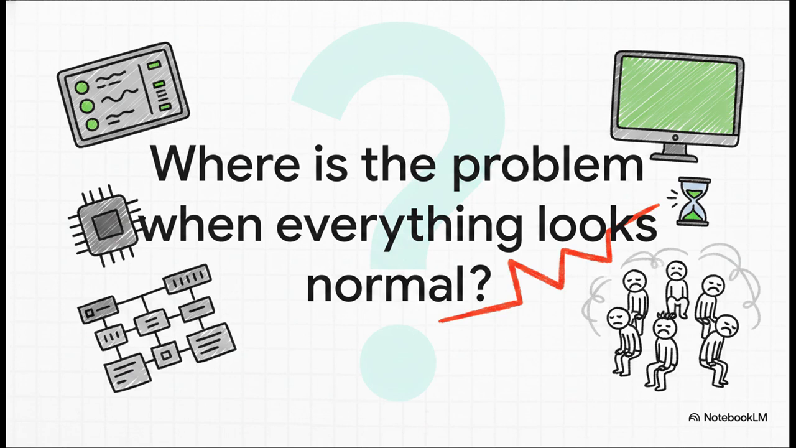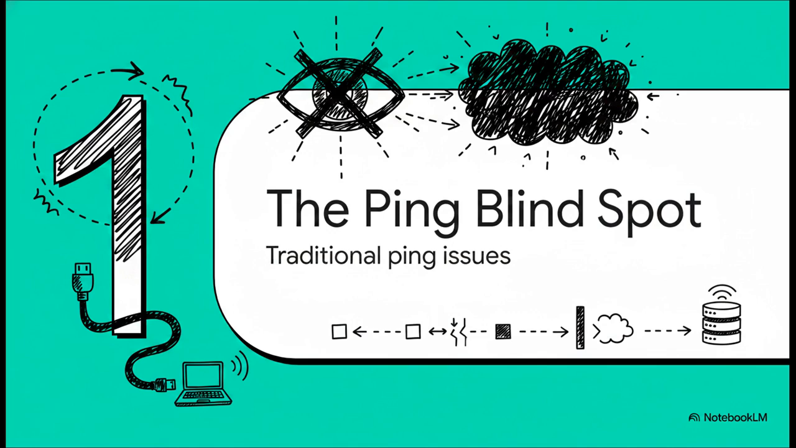You pull up your dashboards and nothing. You check the interface traffic, it's fine. CPU and memory, totally normal. Routing tables look perfectly stable, and there is literally not a single red alarm on your screen. The network looks completely green, yet the users are clearly suffering. So where on earth is the problem actually hiding? That brings us to Section 1, the ping blind spot, and why our absolute oldest tool often falls short.